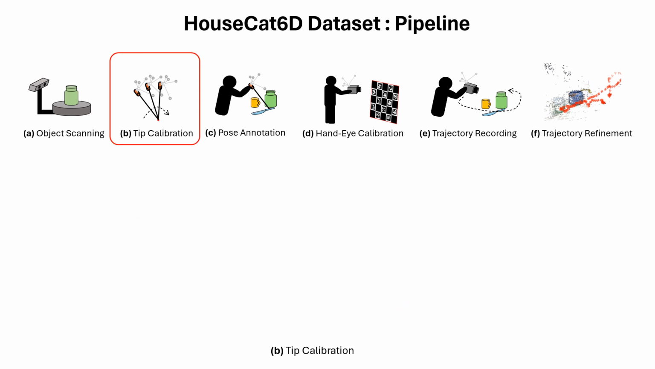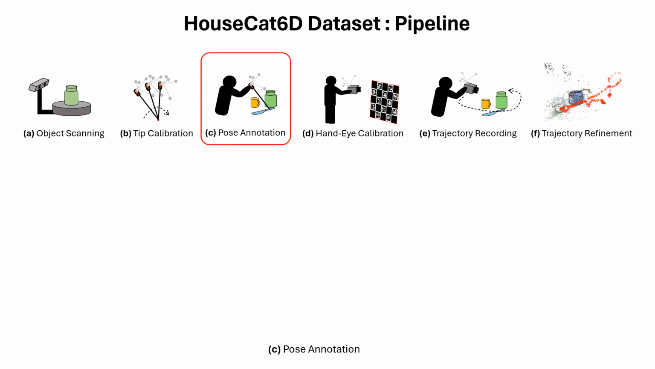Once scanning is done, we calibrate the pointing device by pivoting on one spot while capturing the pose of the body around 10 to 15 times. With this, we can obtain the tip calibration, which is a transformation between the infrared body and the pointer tip.